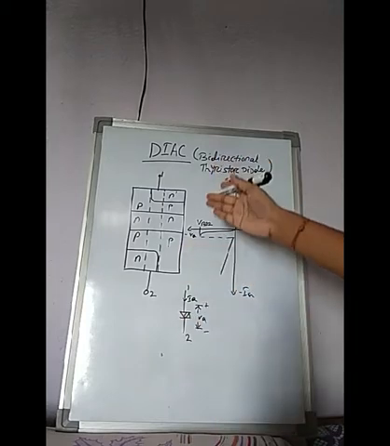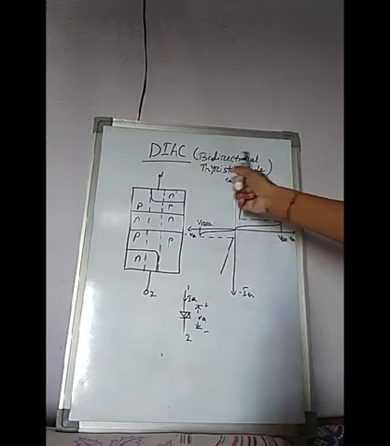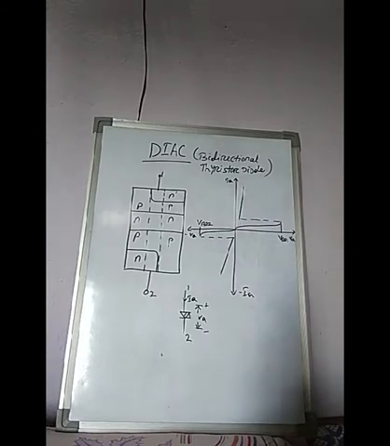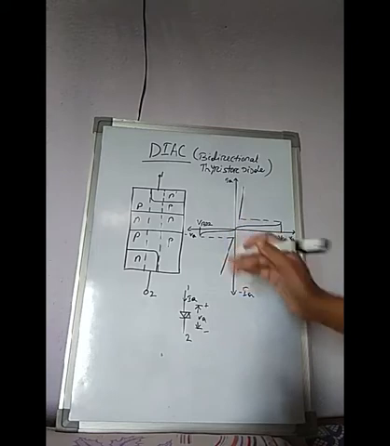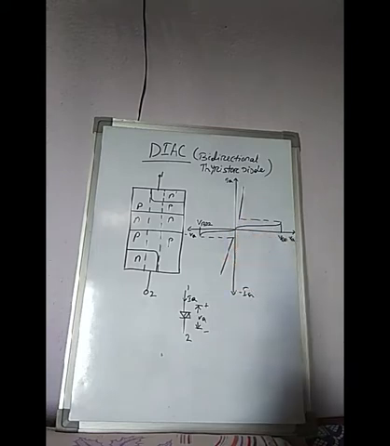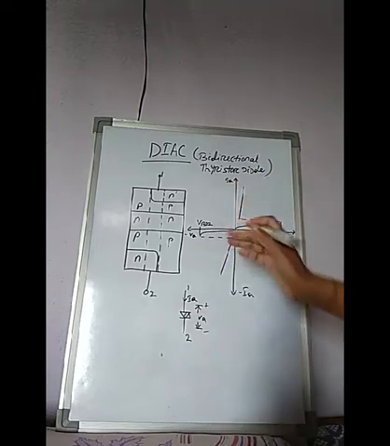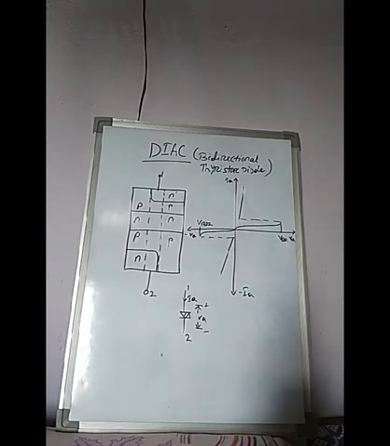So today's topic is the diac. This is the bidirectional thyristor diode. Okay, so what is this diac? Diac is a family member of the thyristor. Diac is also one type of power semiconductor device which comes under the thyristor family.